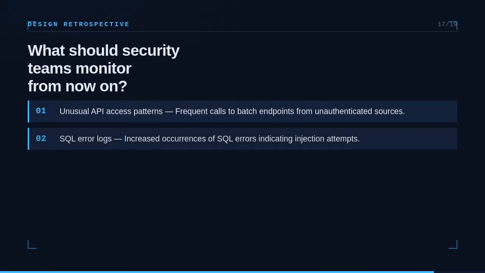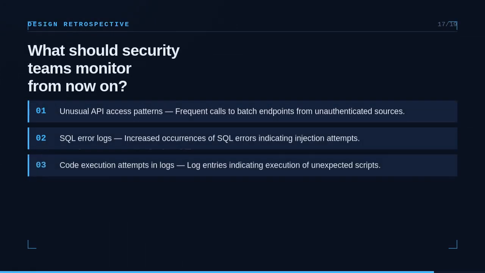What should security teams monitor from now on? Unusual API access patterns. Frequent calls to batch endpoints from unauthenticated sources. SQL error logs. Increased occurrences of SQL errors indicating injection attempts.